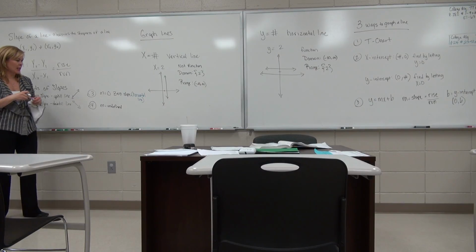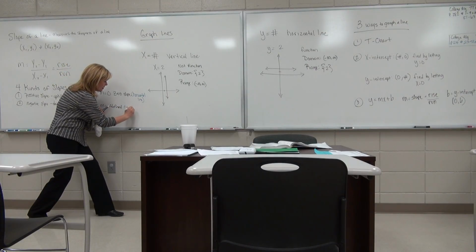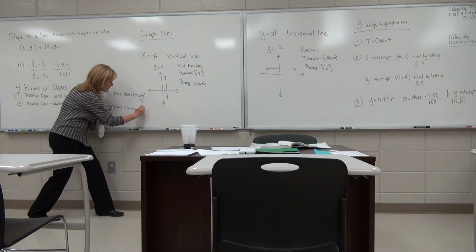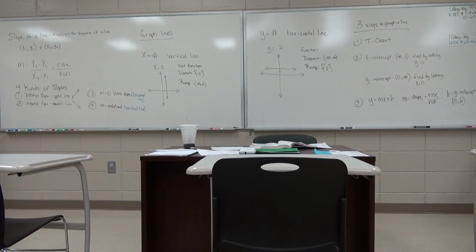A slope on a vertical line. So if your slope is undefined, this is the vertical line. So these are the 4 kinds of slopes that you'll encounter.